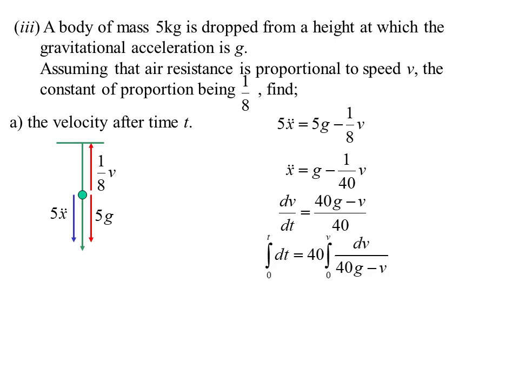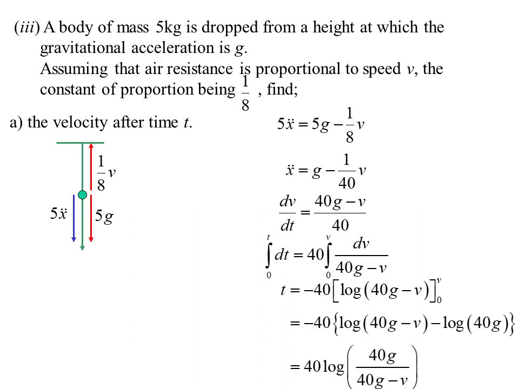Separate out our variables. Looks like we've got a log function on the right hand side, because we've got a constant on the top minus v on the bottom. And subbing in, eventually, we get 40 log 40g on 40g minus v. We've got to go further, because they've asked for velocity after time t. I've found something for t. I need to make v the subject of this.